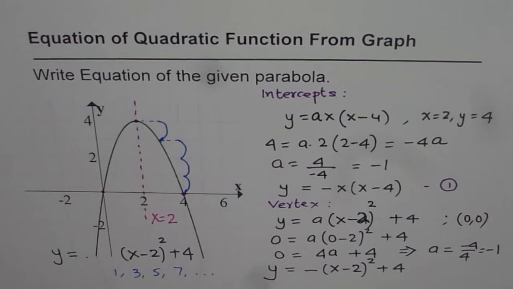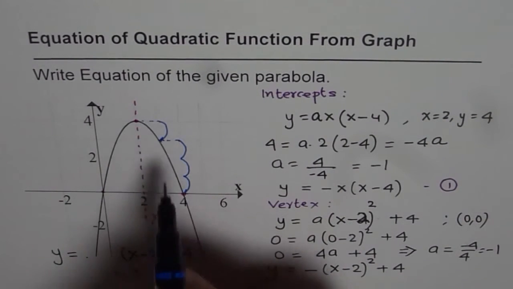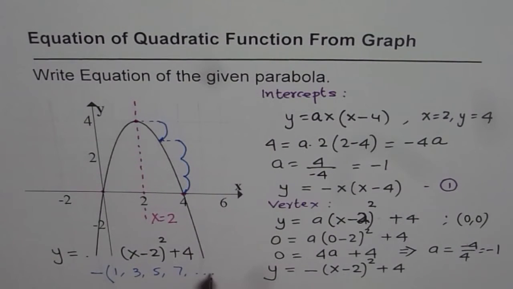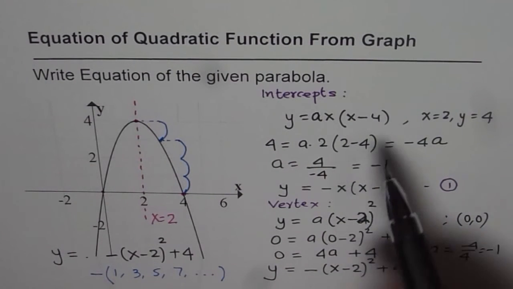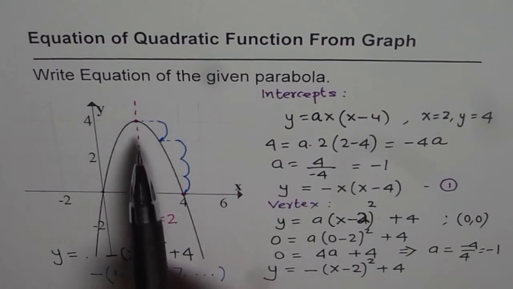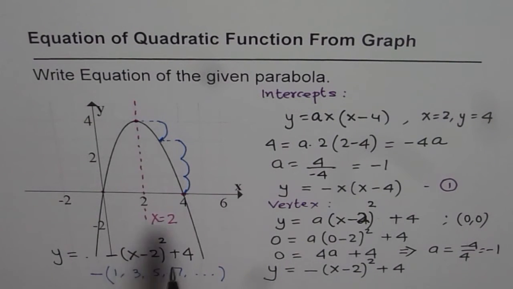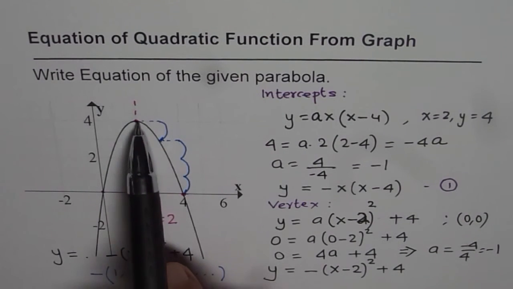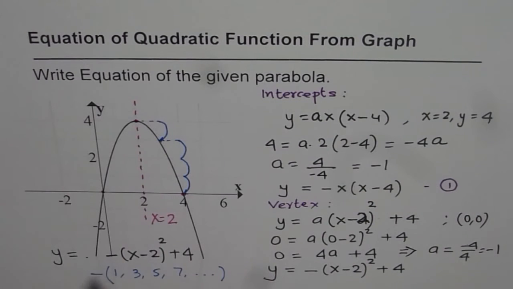If the steps are 1, 3, 5, 7, and since they are going down, they are negative, right? So they are negative of these values. Value of a should be -1. So we get -1 from the steps. So that becomes the equation from the steps. So at times, without any calculations, you can actually find equation of the parabola from the graph like this. So you can go to the vertex and count the steps. That steps gives you the value of a, right? So for 1 unit, how much up or down you go, that is the value of a.